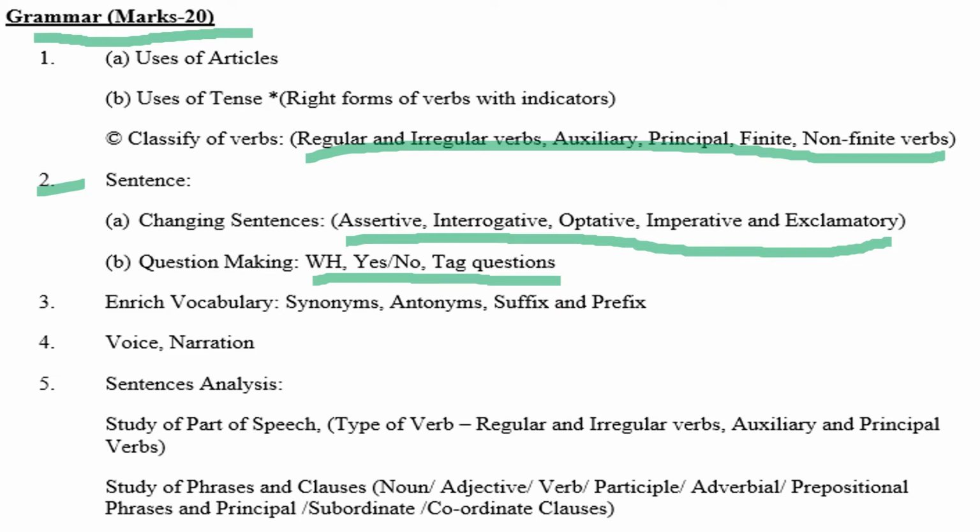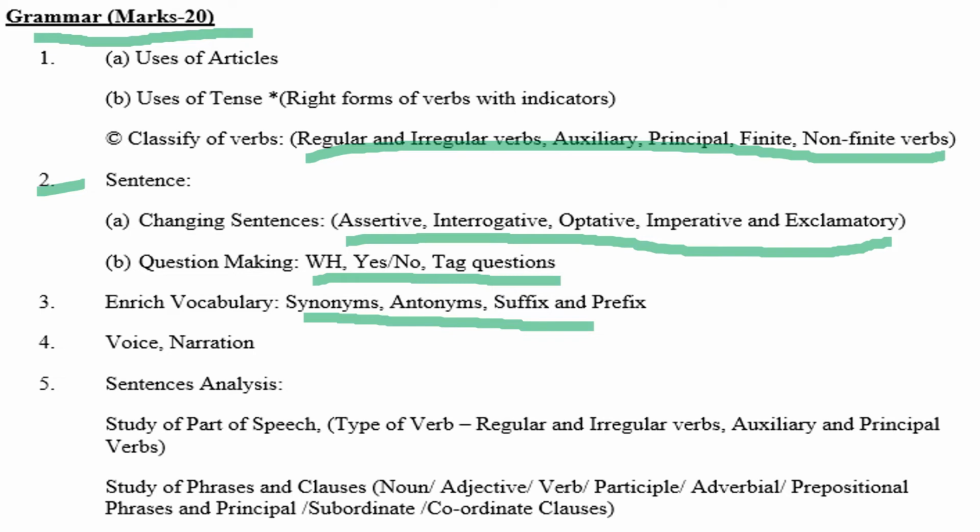Number 3, enrich vocabulary, synonyms, antonyms, suffix, and prefixes. These are another type of topic, and by practicing these topics you can increase your vocabulary. You can enrich your vocabulary. That means you can increase your word world, okay. And these are synonyms, antonyms, and suffix prefixes. Suffix prefixes will help you to create new words, okay, by adding suffix prefix after or before the word. You can create new and newer words, many words, and this way you can enrich your vocabulary.